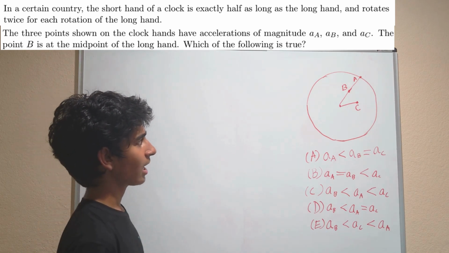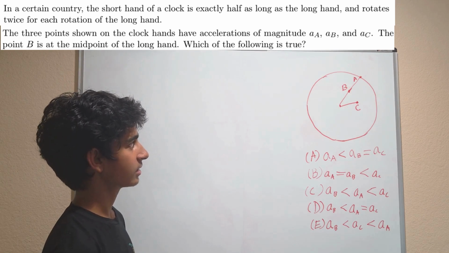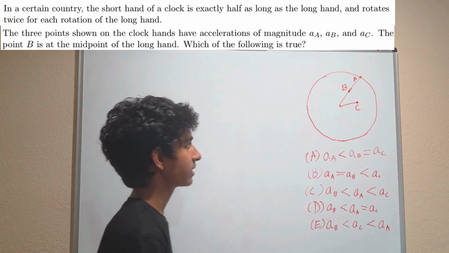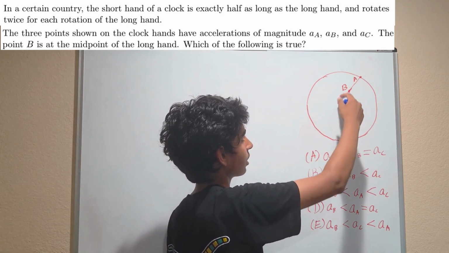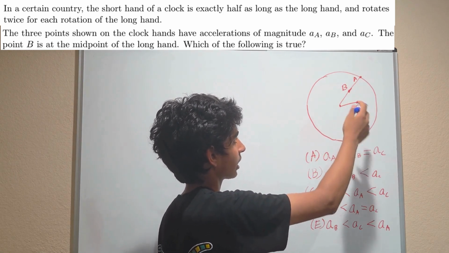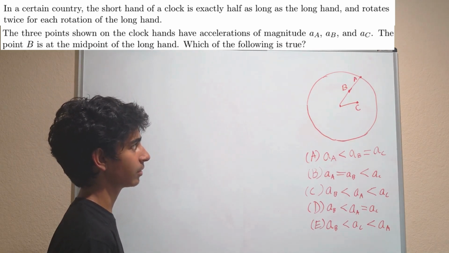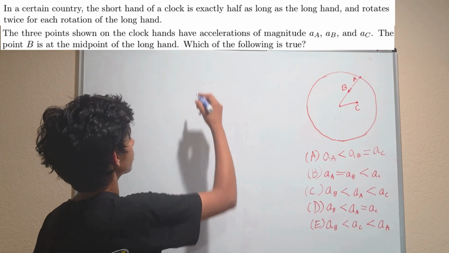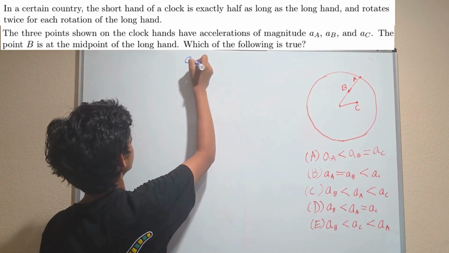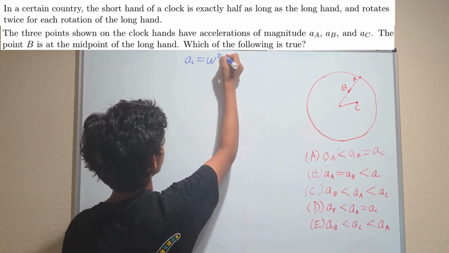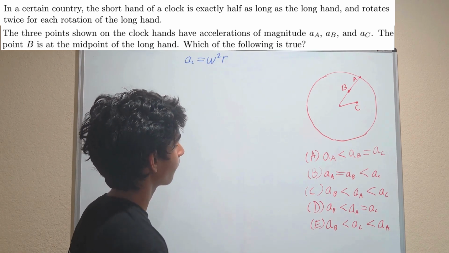So it seems like the only acceleration we need to worry about is the centripetal acceleration of each of these points. We know this because the hands don't have any angular acceleration, because this is a clock. So there's no tangential acceleration in any of the points. So centripetal acceleration is all we need to worry about, and this is equal to the angular velocity squared times the radius.